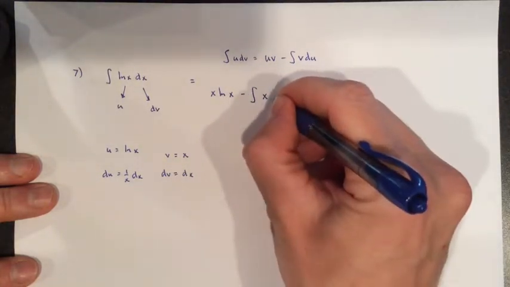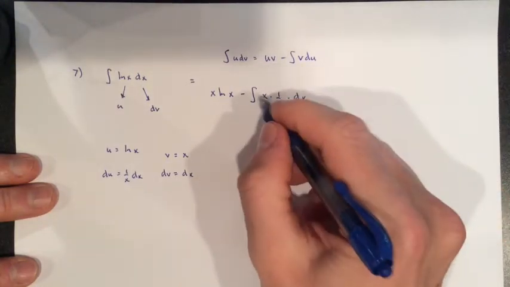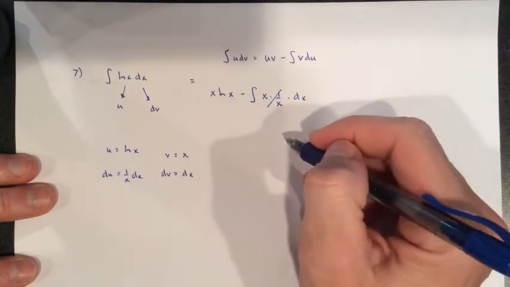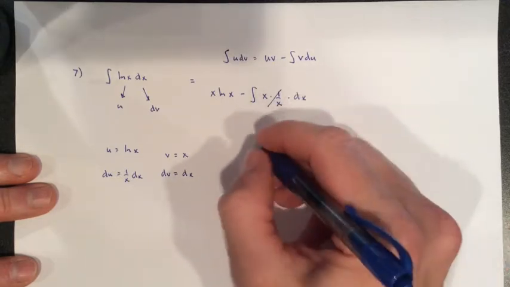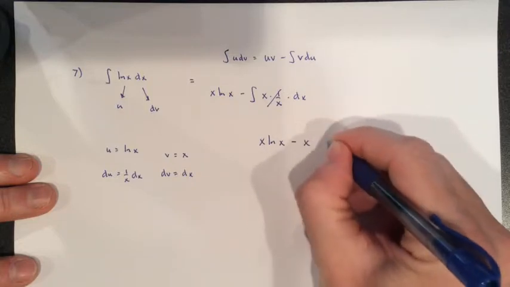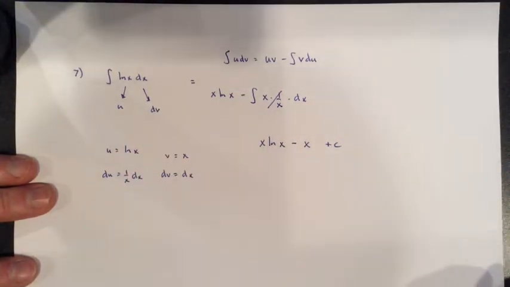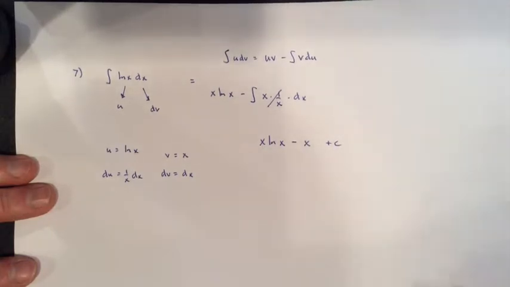But when you take v times du, x over x just gets rid of, and that's just 1, and then the integral of 1 is just x. So then the whole answer is just x ln x minus x plus c. And again, if that's an integral you want to remember, or at least be comfortable with, that's fine, but integration by parts shows us that.